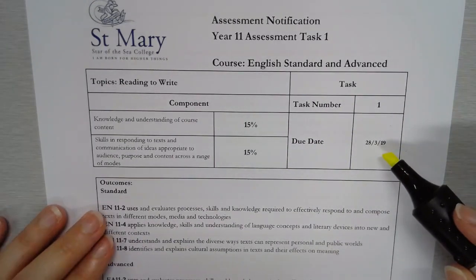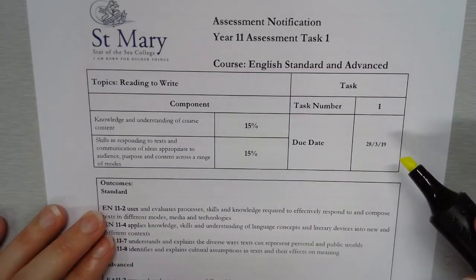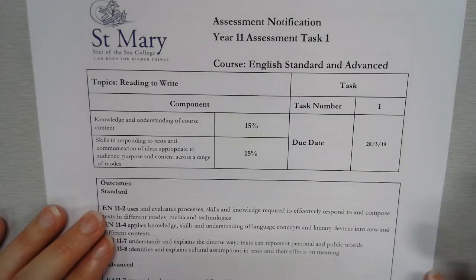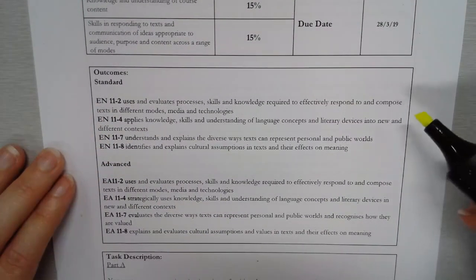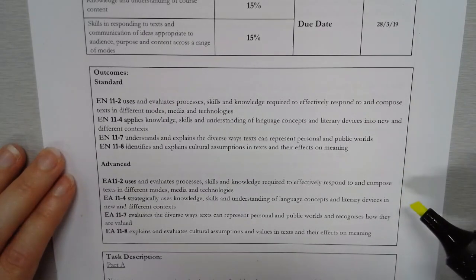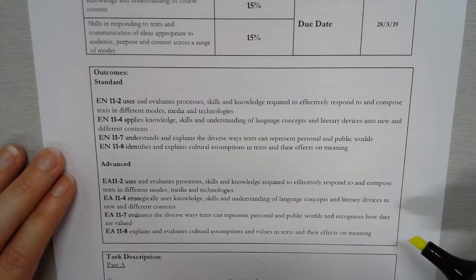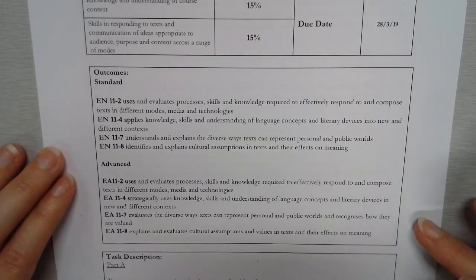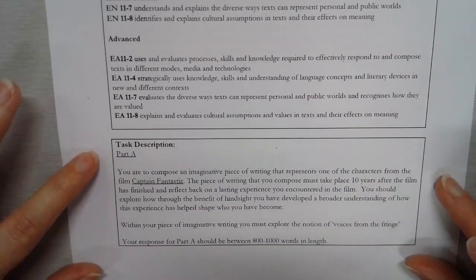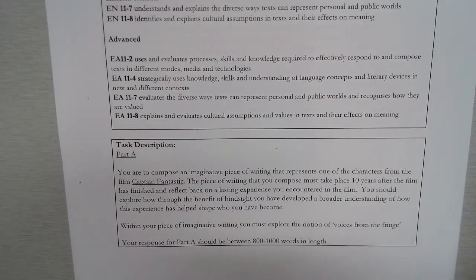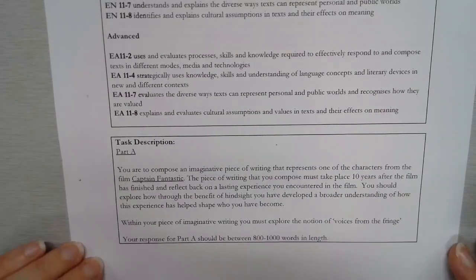So this task is due on the 28th of March, so that is the Thursday of week 9. You'll notice the outcomes are then listed below, and there are separate outcomes for the English Standard students and also the English Advanced students. So you might like to read those in your own time. We'll go through the aspects of the task, and you may like to use your highlighting tools on the PDF that you've downloaded from Sector, or you might choose to write some notes elsewhere just to jog your memory when it comes time to complete the task.